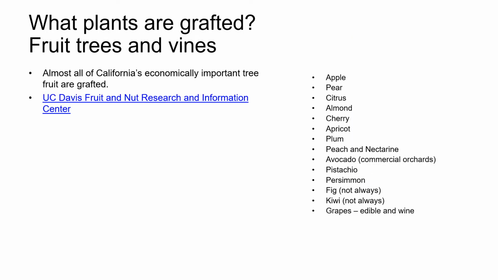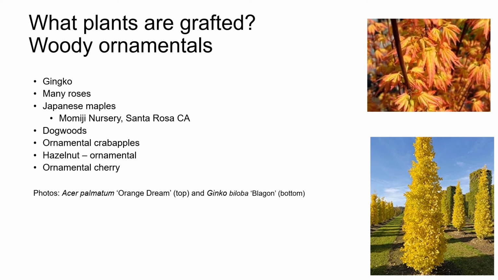So what type of plants are grafted? Well, almost all of California's economically important tree fruit are grafted, and you can see a list of those on the right. And a really great source of information about California's important tree fruit and nut crops can be found at the UC Davis Fruit and Nut Research and Information Center. Many woody ornamentals are grafted. For example, ginkgo cultivars, many roses, many Japanese maples, dogwoods, and ornamental crabapples and cherries.